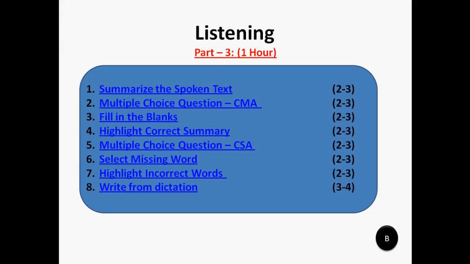Once you click on next, this is the point where you come across the first part. The first part is summarize spoken text. Just like summarize written text, you also have summarize spoken text. It is expected that you complete this task in a duration of 40 seconds. You get 2 questions, 40, 40, 80 seconds is the time you have got.